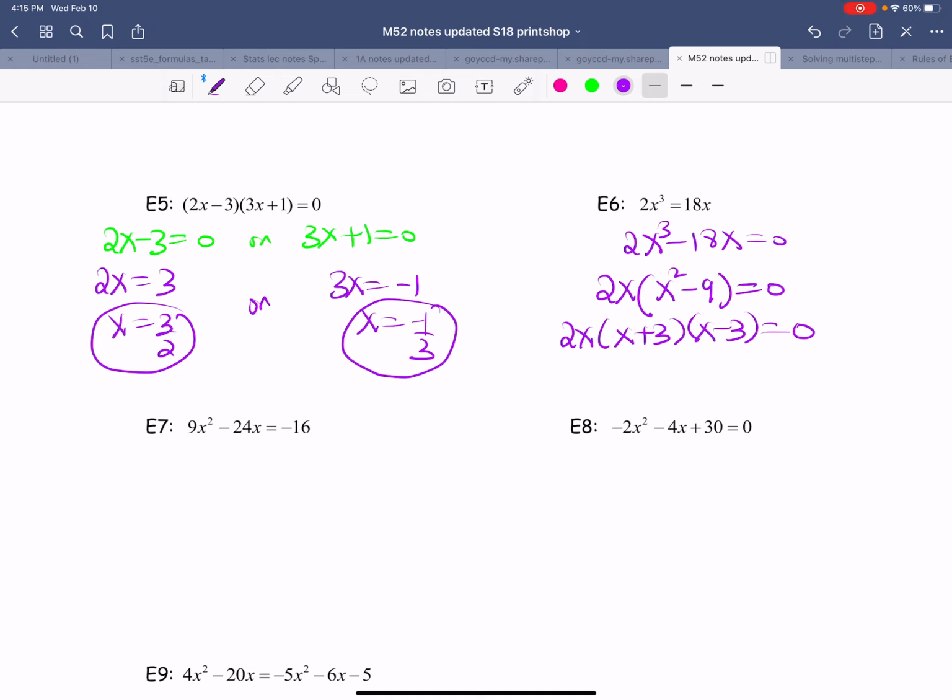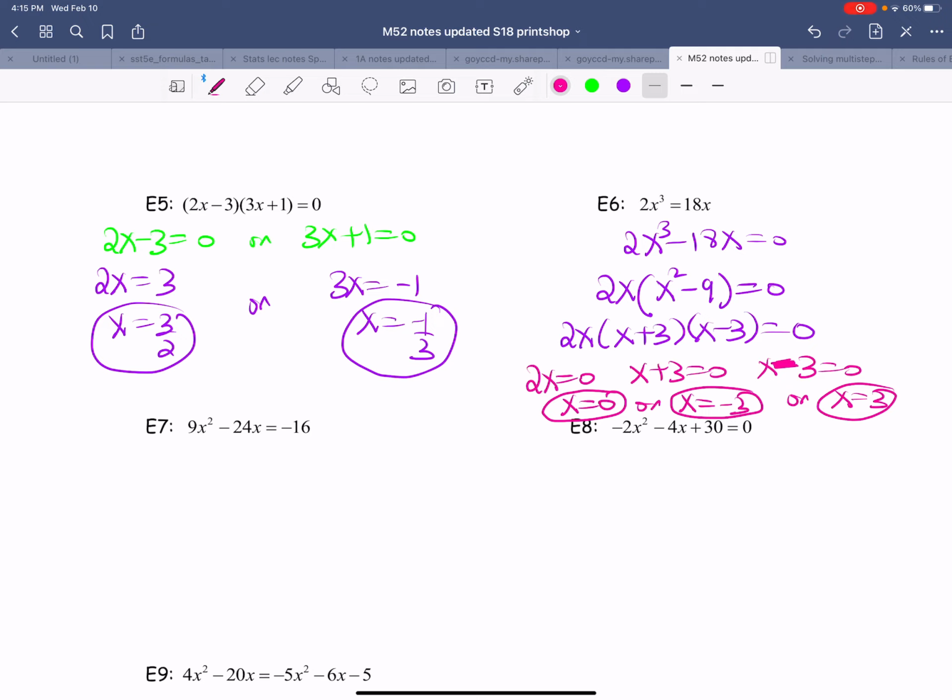And we can use the zero product property now because I have a product of a few factors equal to 0. That means one of them must be 0. Either 2x should be 0, or x plus 3 should be 0, or x minus 3 should be 0. So if I divide both sides by 2, 0 divided by 2 is still 0. So that's my one solution. X equals negative 3 is my other solution. X equals positive 3 is my other solution. I'm just isolating x from each of these.